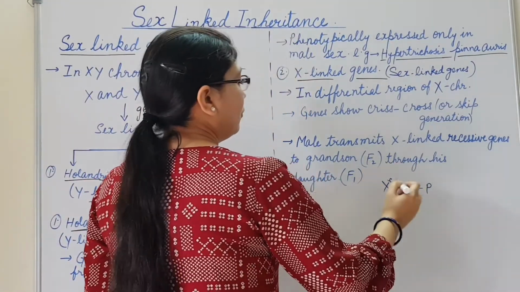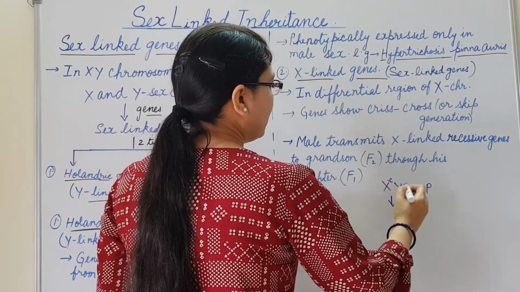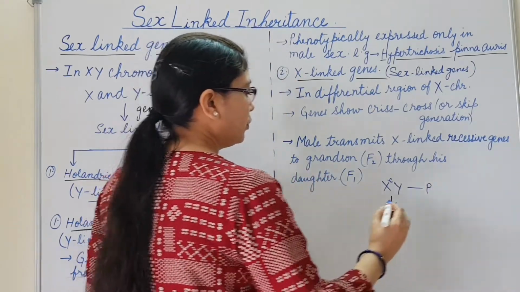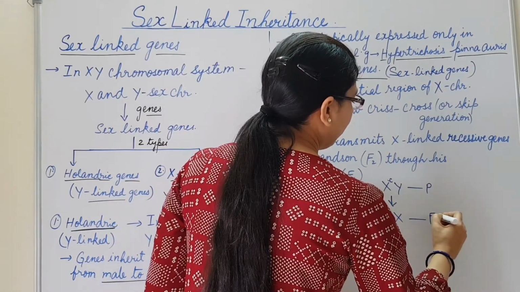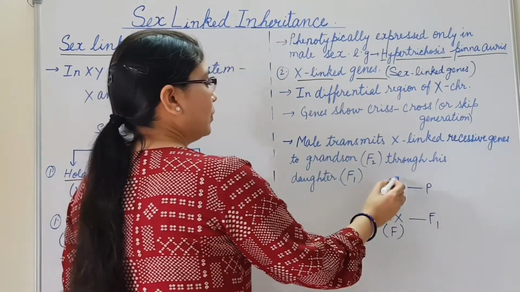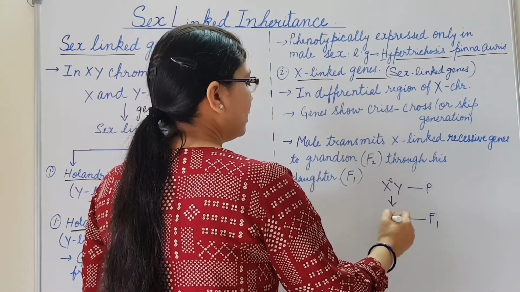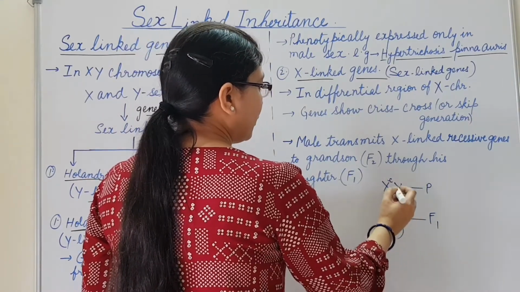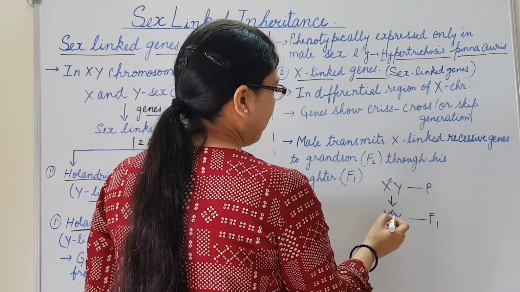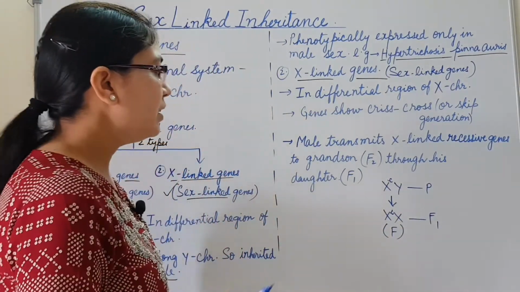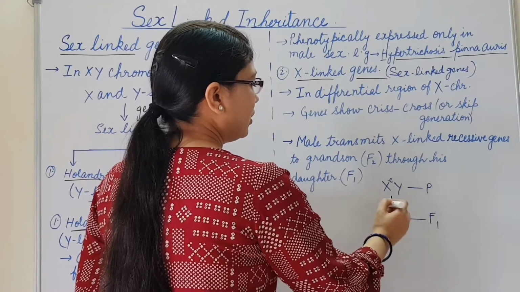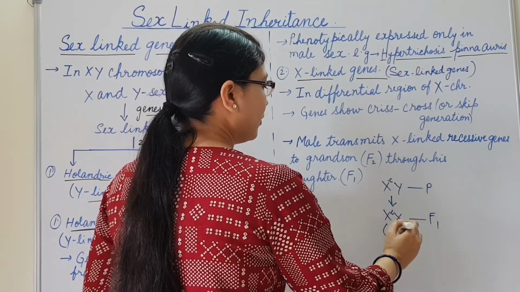Now fertilization takes place, and the offspring produced in the F1 generation is female. So this is the father and this is the daughter. This daughter receives one X chromosome from the father, but this gene is recessive. So this recessive gene is not expressed in this generation.